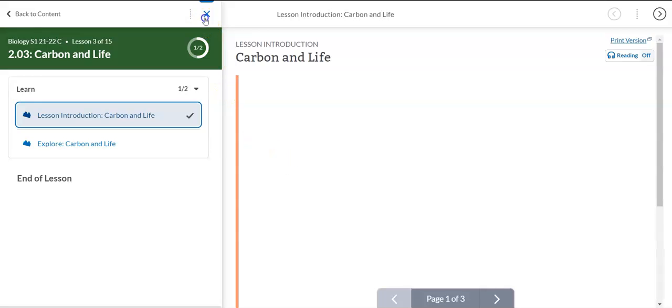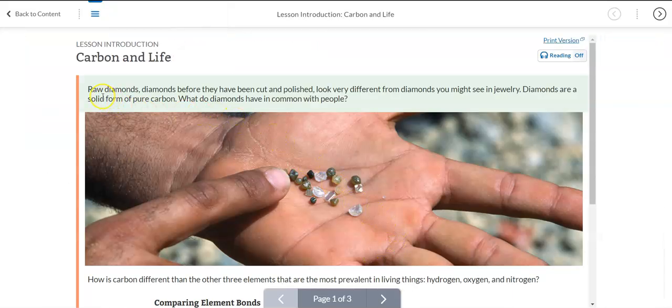Page 1, if I make that bigger, you can see here a lovely picture. It says raw diamonds. Diamonds before they have been cut and polished look very different from diamonds you might see in jewelry. Diamonds are a solid form of pure carbon. What do diamonds have in common with people? How is carbon different than the other 3 elements that are the most prevalent in living things? Hydrogen, oxygen, and nitrogen. So if you're a note taker, that's a good one to write down.